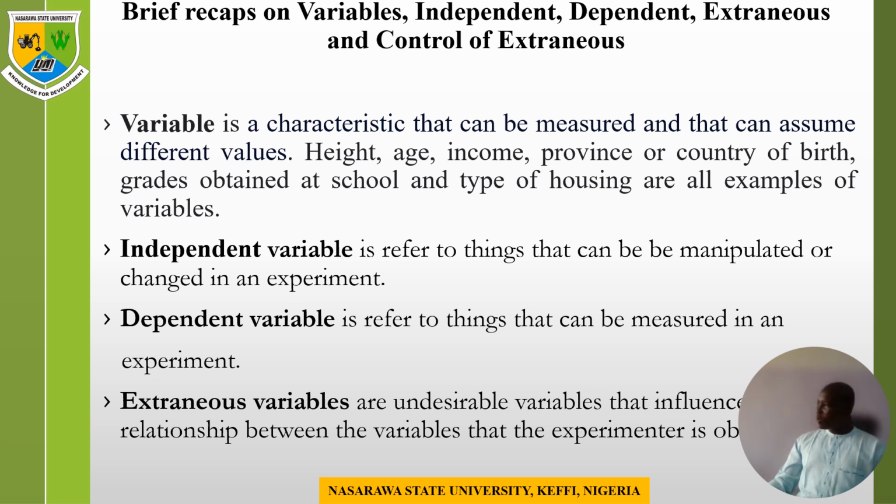There are different ways of controlling extraneous variables. We have randomization, we have matching, and we have what we call counterbalancing, and all these depend on the nature of your design. The design spells out how you control the extraneous variable. And sometimes if you cannot control it, you make the independent variable become the dependent variable so that you have accurate measurement of your experimental design.